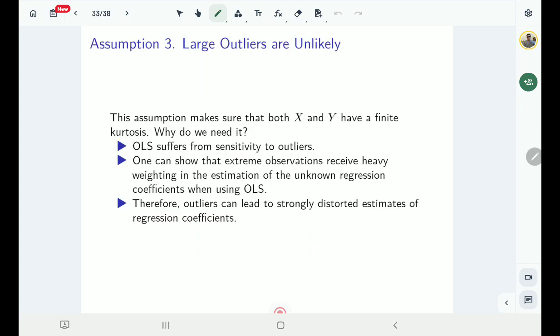And the third assumption finally tells you that large outliers are unlikely. What does this mean? The basic idea is that we don't have outliers in the data. Why do we need it? Keep in mind that OLS is pretty much like the mean estimator. We know that the mean is very sensitive to outliers, and OLS is actually a conditional mean estimator.